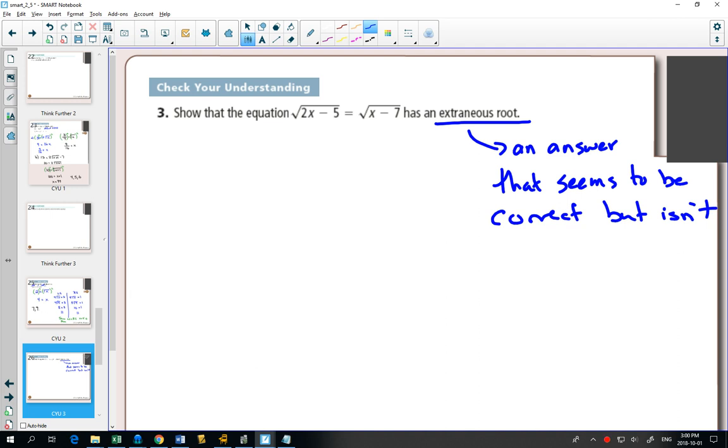We'll look at the reason why it happens after we do this question and find out there's an extraneous root in this question. In equations with square roots so far, the way we have gotten rid of those square roots is by squaring both sides. In this case, we have square roots on both sides, and they are isolated. So if I square this side and square this side, my left-hand side becomes 2x minus 5, my right-hand side x minus 7.